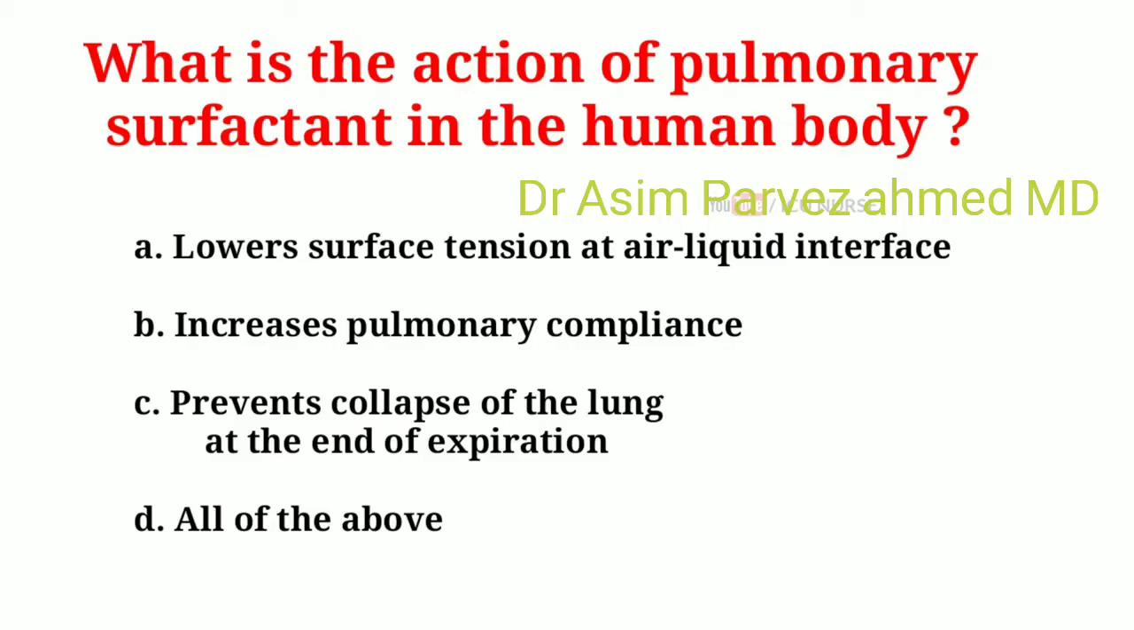What is the action of pulmonary surfactant in the human body? A. Lowers surface tension at air-liquid interface. B. Increases pulmonary compliance. C. Prevents collapse of the lung at the end of expiration. D. All of the above. And the correct answer is D. All of the above.